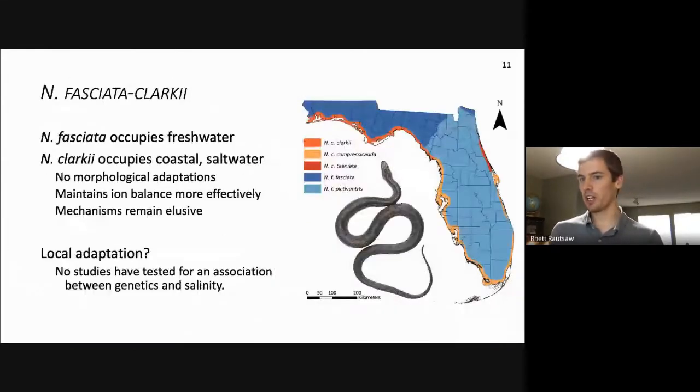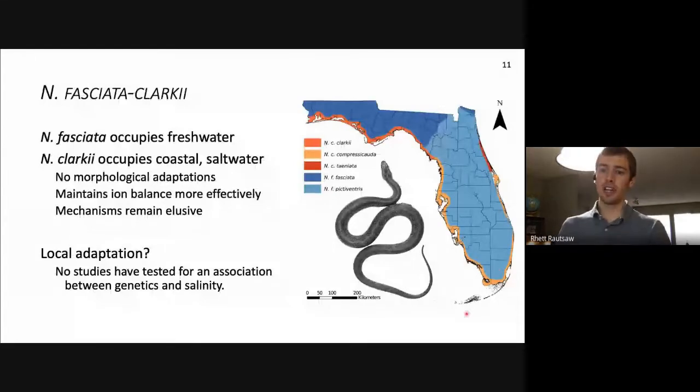Within Florida, Nerodia clarki has three subspecies: Nerodia clarki clarki, Nerodia clarki compressicauda, and Nerodia clarki taeniata. And Nerodia fasciata has two subspecies, Nerodia fasciata fasciata in the north, and in the peninsula, Nerodia fasciata pictiventris. Now, the evolutionary history within this complex and among these subspecies is yet to be resolved. These species are largely considered separate due to ecological characteristics.